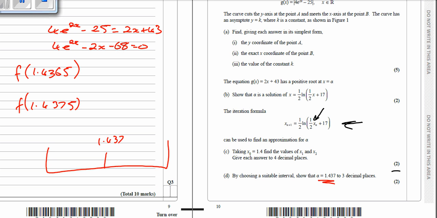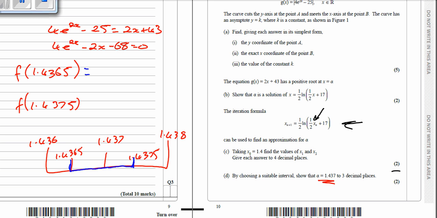1.437 is correct to 3 decimal places, which means that 1.436 will be too low, and 1.438 will be too high, which means that halfway between that, 1.4365 and 1.4375, must be the upper and the lower limit, so therefore it should be lying between there and there. So therefore, if one of them is positive and one of them is negative, it means there's been a change of sign, so therefore the root lies in this interval here.